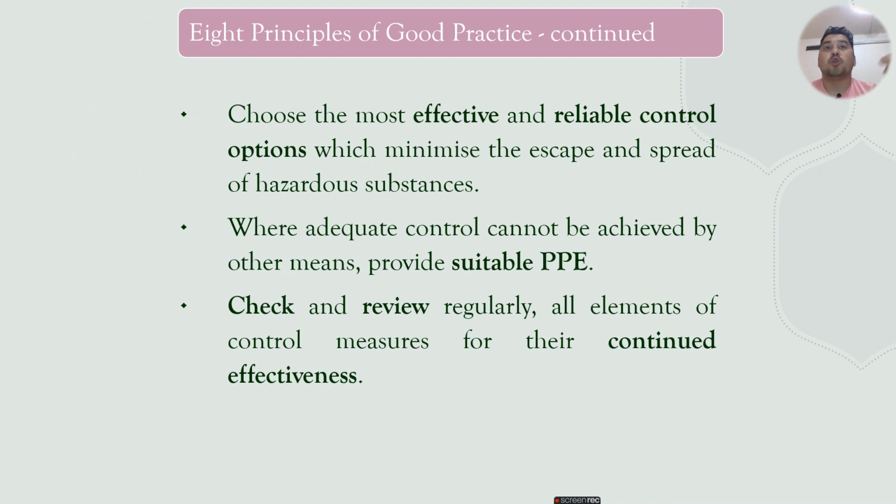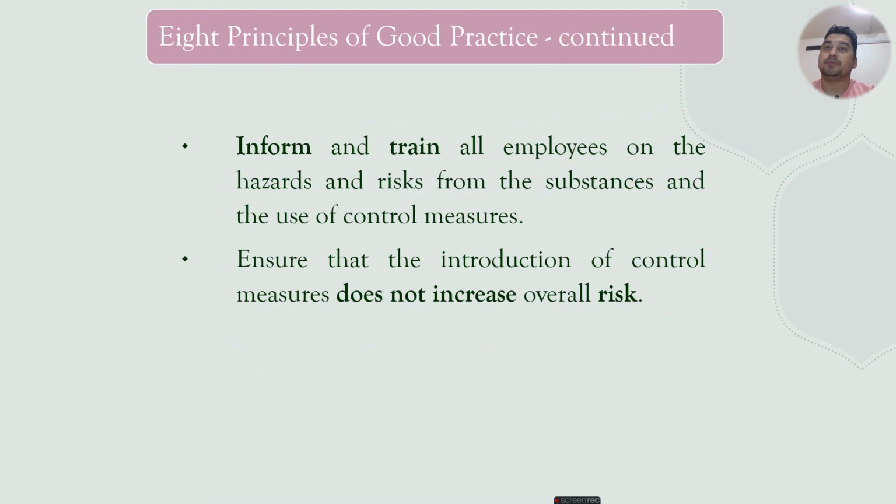Then you have to choose the most effective and reliable control options which minimize the escape and spread of hazardous substances. Whenever you are implementing any control measures, do not just implement, try to evaluate the effectiveness of those control measures. Where adequate control cannot be achieved by other means, you have to provide suitable PPE that can reduce any exposure. Check and review regularly all elements of control measures for their continued effectiveness. So that needs to be checked.